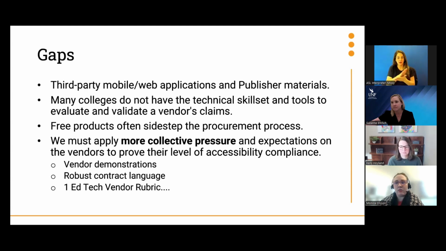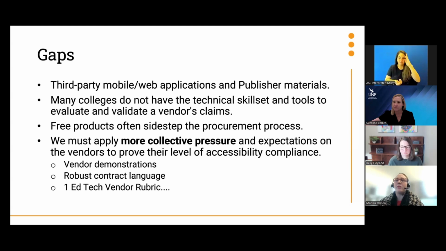Some colleges have these folks, but many don't have the technical skill sets or the tools and time to manually evaluate and validate vendors' claims around accessibility. That is the truth of it, and we want to trust that vendors are telling us exactly the truth of the level of accessibility compliance in their VPAT materials. And sometimes that's true and sometimes it's not.